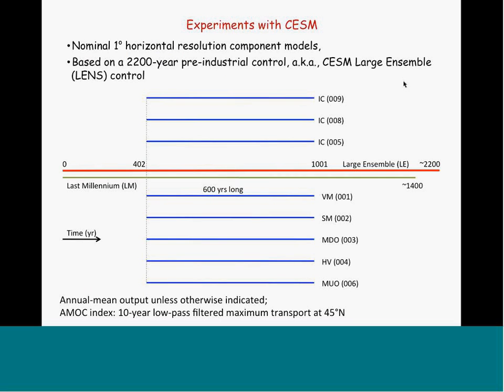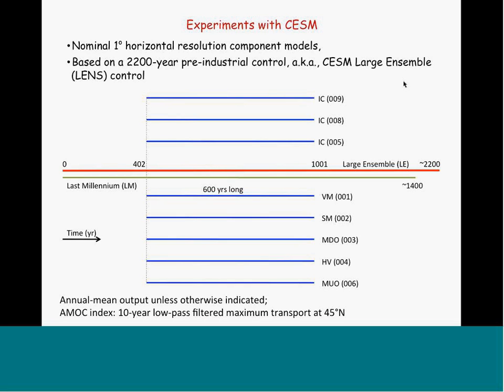so we don't have to spend too much time on this, but we have a long control integration, the red line, of the order of 2,200 years. The perturbation and sensitivity experiments that I listed on the previous page are given here by the blue lines. They start from year 402, a semi-equilibrated state of the large ensemble, what we call control, or long control. Each of the perturbation experiments is run for 600 years, so they are relatively long.